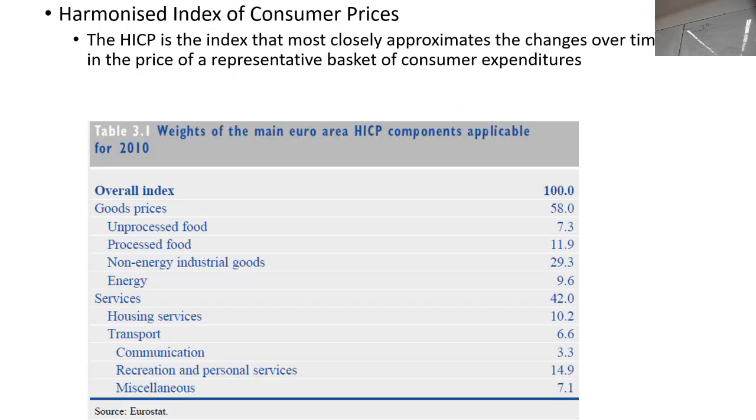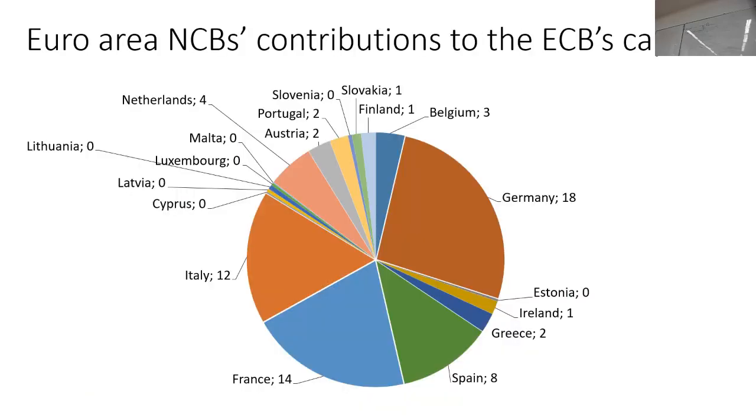Okay, if we are focusing on the different prices, in the case of the consumer price index or harmonized consumer price index, we can see that, for example, in 2010, they were using this kind of weights. Sometimes these weights are changing, but for us economists, it doesn't matter. So this is a statistical issue. So we are always getting harmonized data when we are downloading. This one shows the euro area's national central banks' contributions to the ECB's capital.